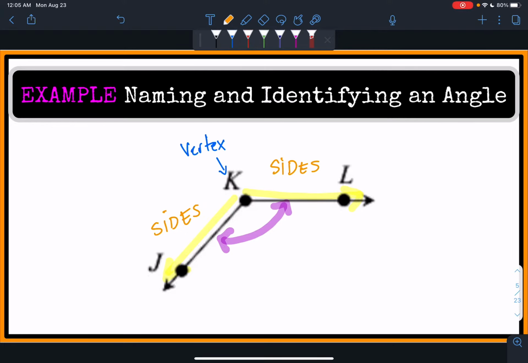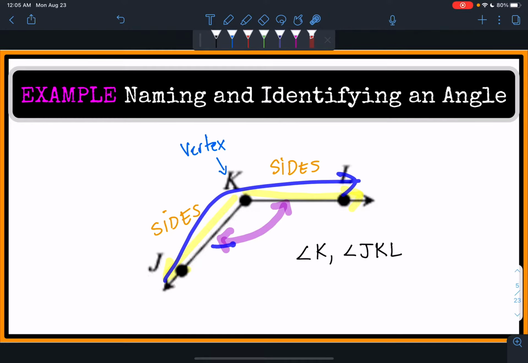And just like the other angle, there are three ways of naming this angle. We can name this angle either angle K, or we can name this angle JKL, which is going in that direction, creating this angle moving in that direction. Or we can name the angle going in the opposite direction, starting off with letter L, going to letter K, and going to letter J.